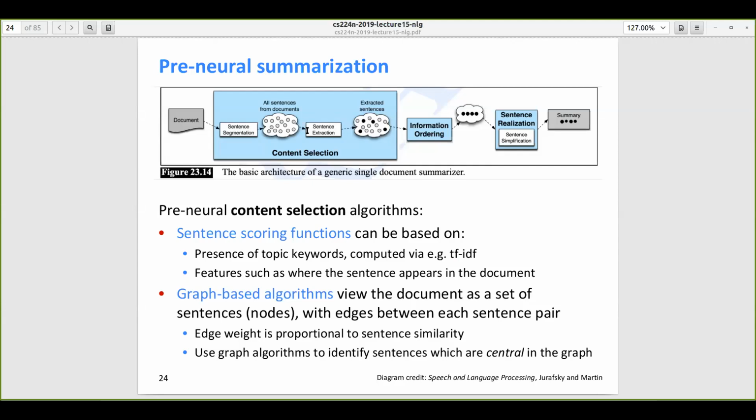This component could also use something like TF-IDF, the term frequency, which is quite common in NLP. Another feature could be where exactly the sentence appears in the document. Normally, when you're reading through a document, the sentences which come at the top may have a higher score than those that come in the middle or the bottom. And then we also have graph-based algorithms, where the documents are seen as a set of nodes, and the edges between the nodes tell you how similar the sentences are. So that is also used for sentence selection.